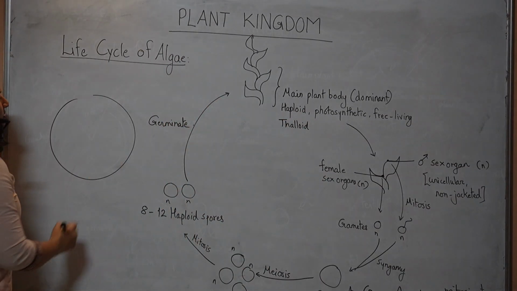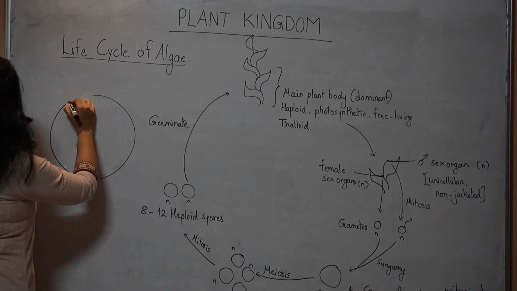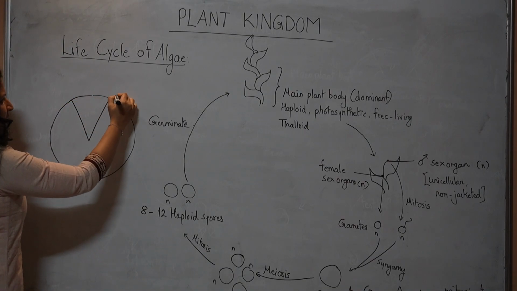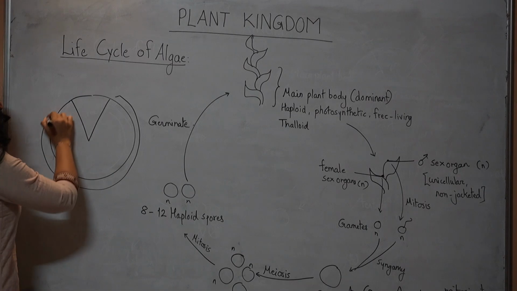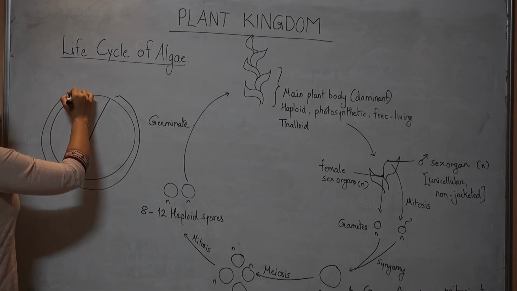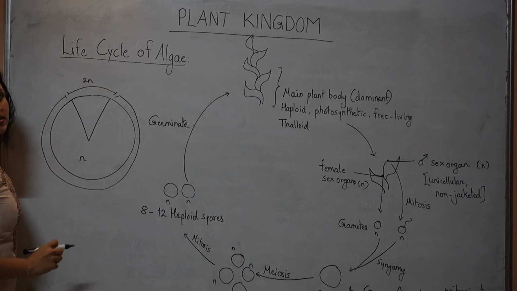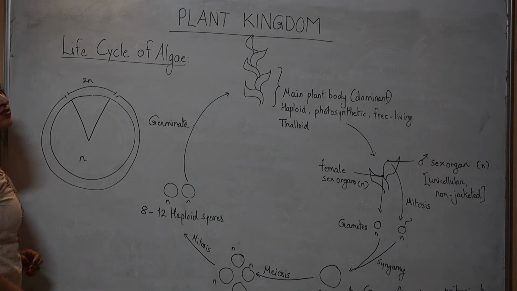If you plot this life cycle against a pie chart in this manner, you will see that a large part of its life cycle is spent in a haploid stage, and a relatively short duration of its life is spent in the diploid stage. Once it undergoes meiosis again, the new generation will start.